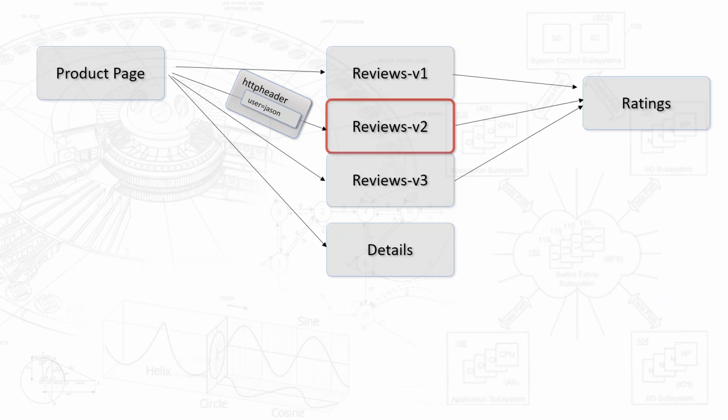The concept here is that if the product page submits a request with an HTTP header where the user equals JSON, they would be directed to reviews v2. So based on inspecting the HTTP header, traffic will be directed to a specific version number of the reviews service.